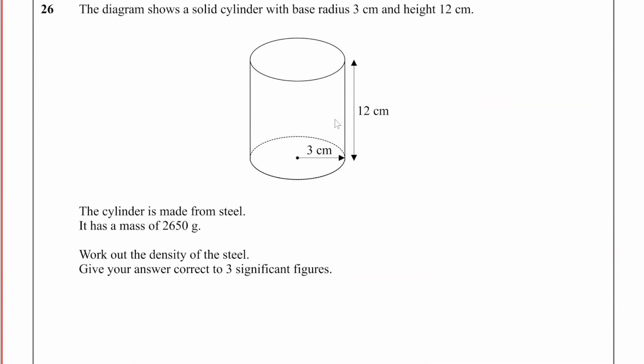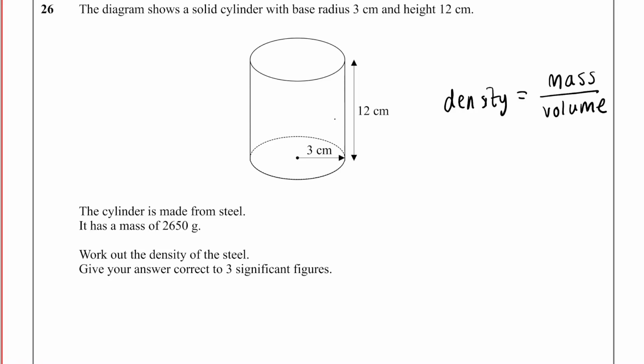Question 26. The diagram shows a solid cylinder with base radius 3 centimeters and height of 12. The cylinder is made from steel. It's got a mass of 2,650 grams. Work out the density. So density is equal to the mass divided by the volume. In order to find the density, we already have the mass. We need to work out the volume.